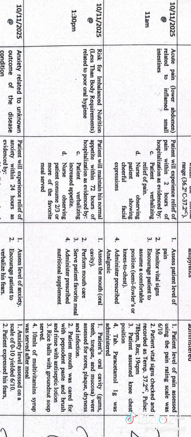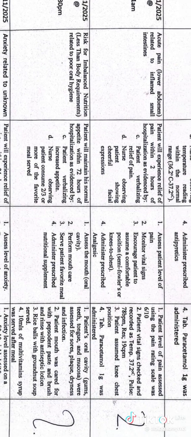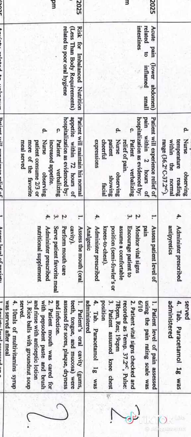So those are the orders we gave, and we have the corresponding interventions. Okay, patient's level of pain was assessed using the pain rating scale, and it was 6 on 10. And then patient's vital signs were checked and recorded, in practical terms for you to see. Patient actually assumed knee chest position, and then a tablet paracetamol 1 gram was equally served.